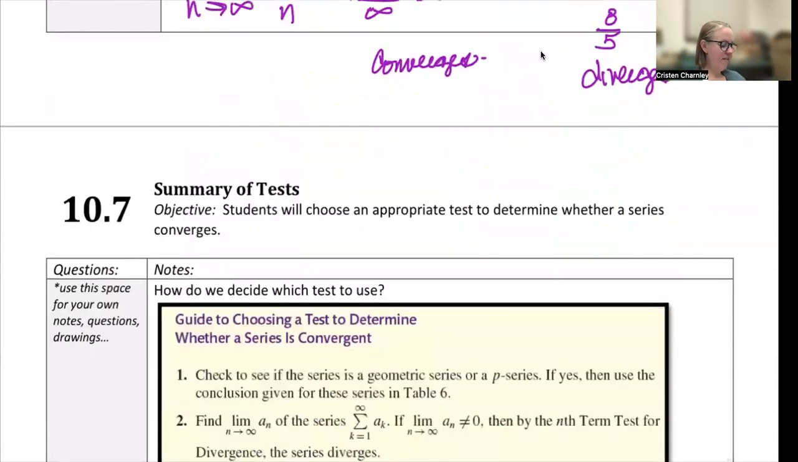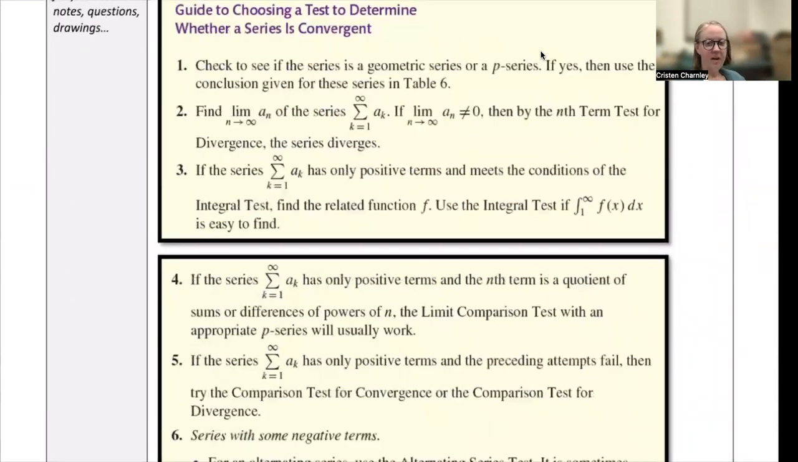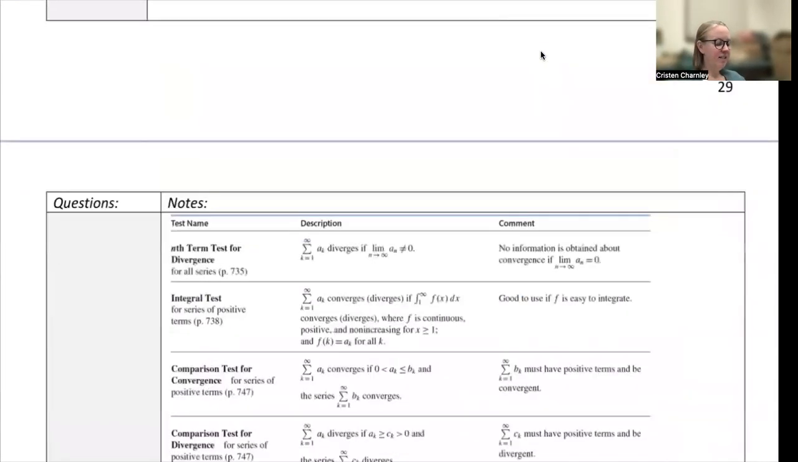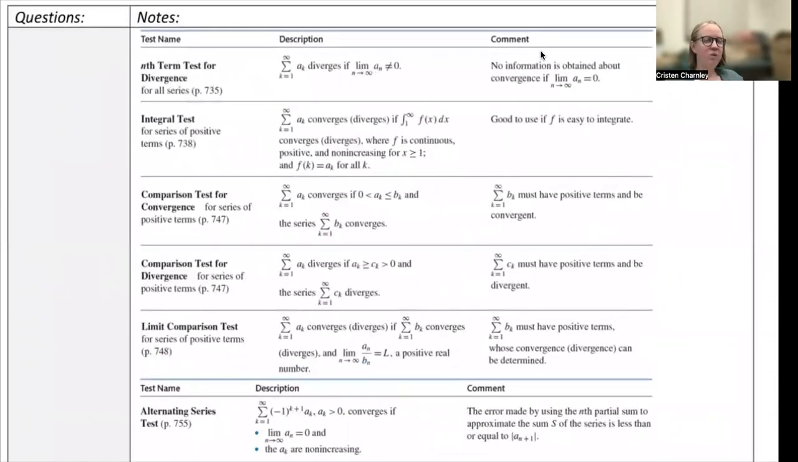And then I have section 10.7. I don't have a separate video for that, but basically it's the summary of everything. So that's been the conversation. How do I know what test to use when? Yep, it's a challenge. Just like when we first started to talk about derivatives, what derivative do I use in what situation? It was practice, practice, practice. And you got to know those. What integral do I use in what situation? Practice, practice, practice.